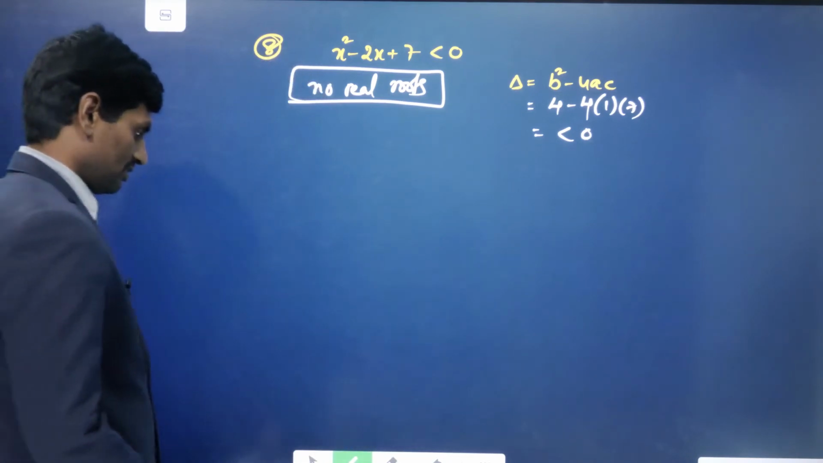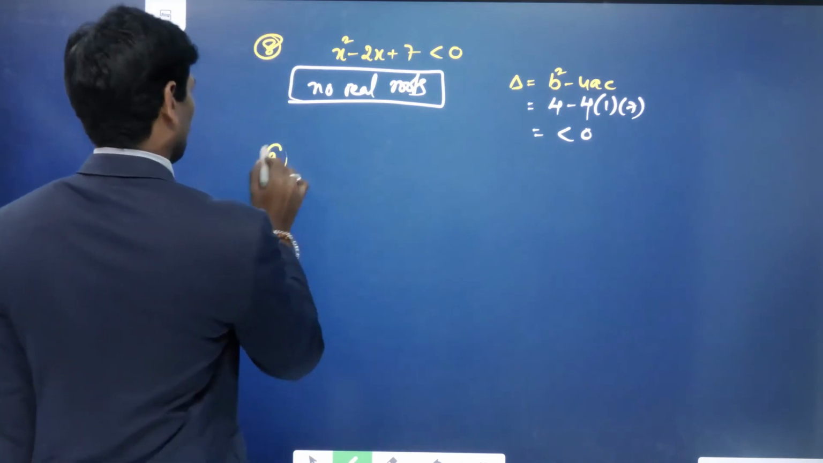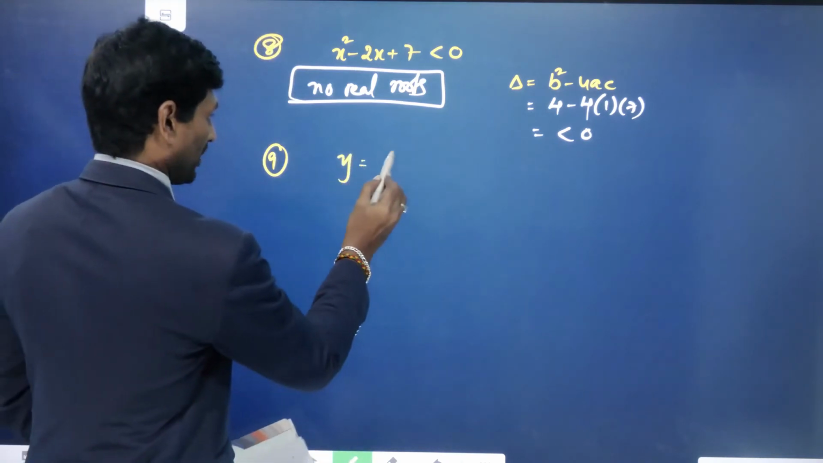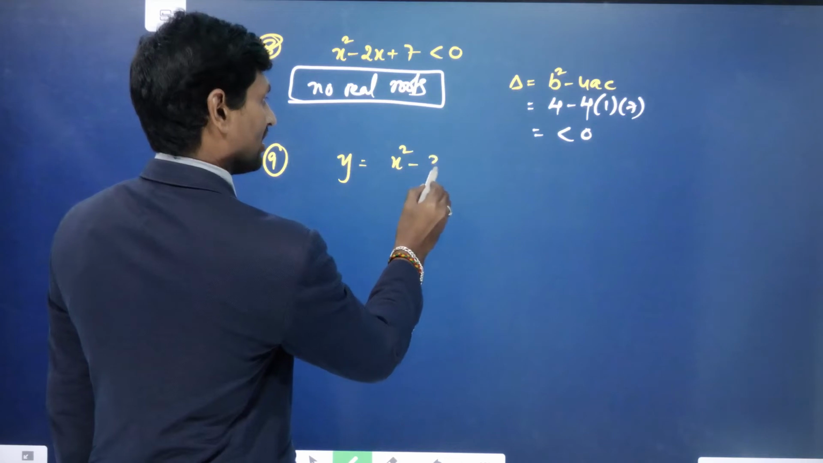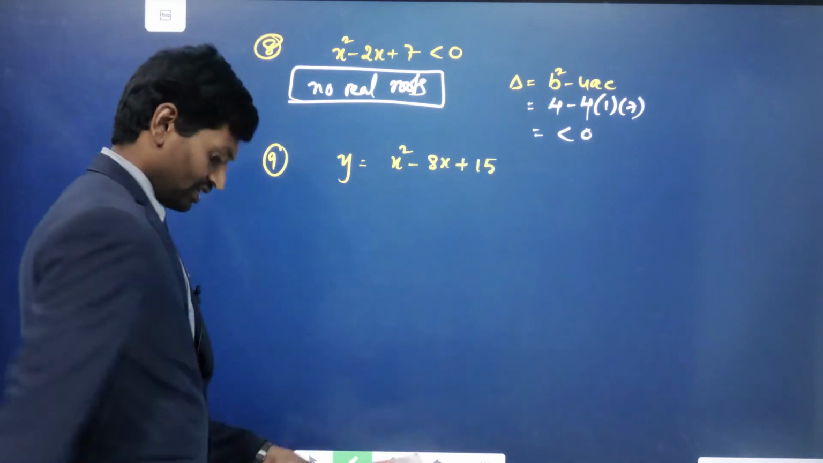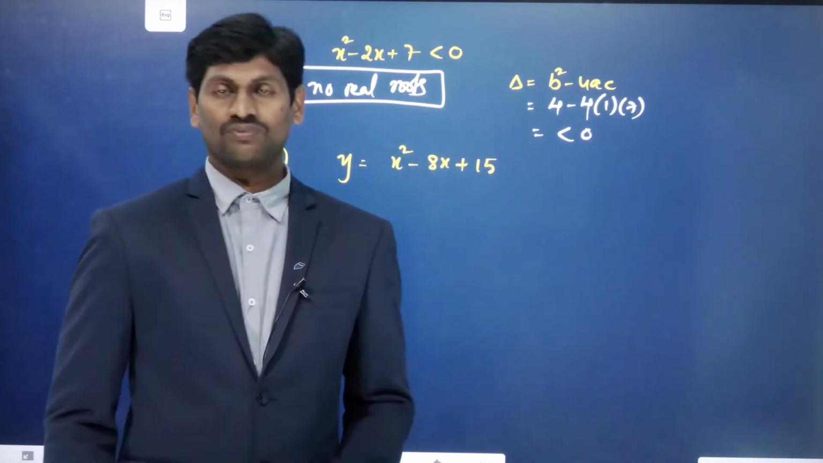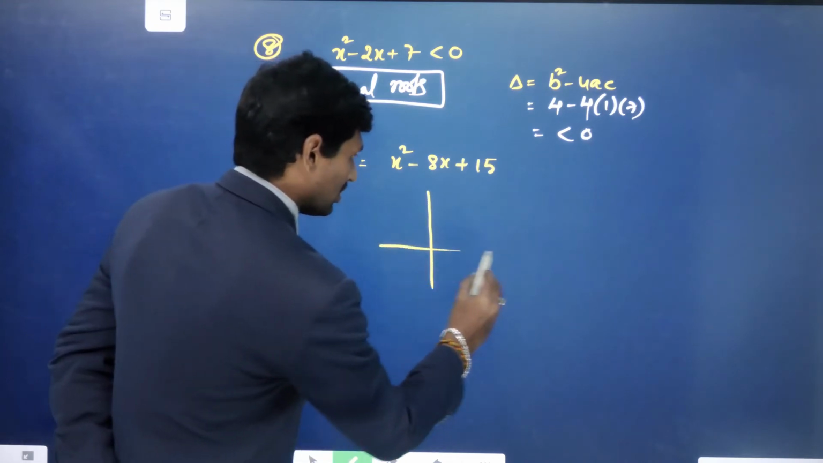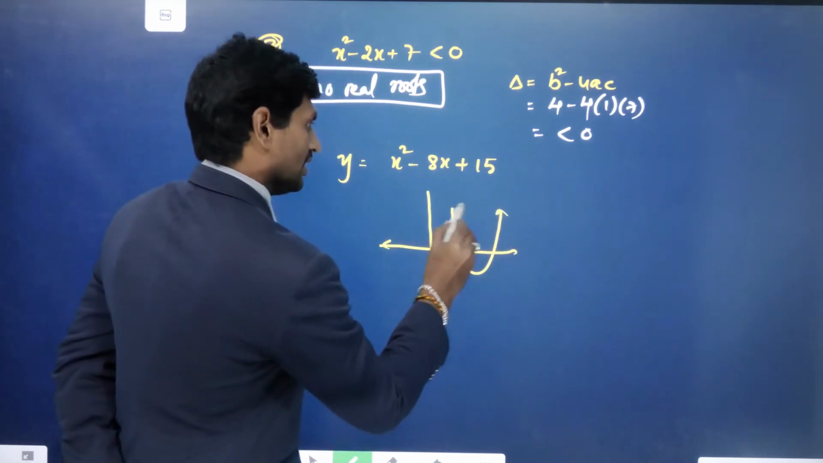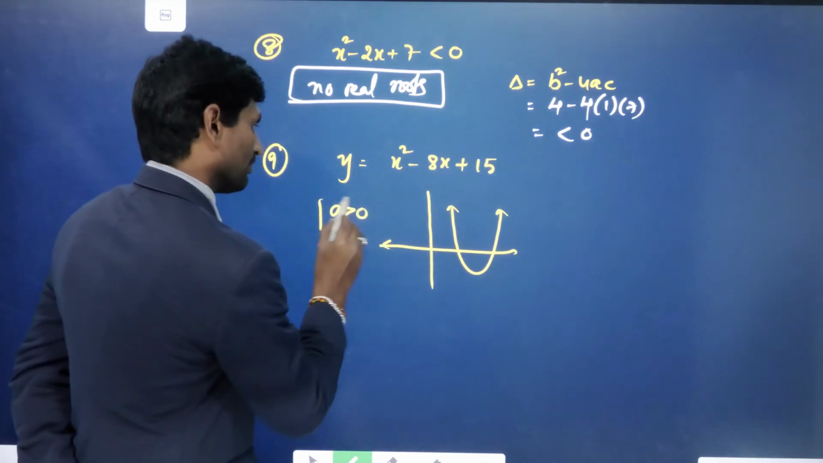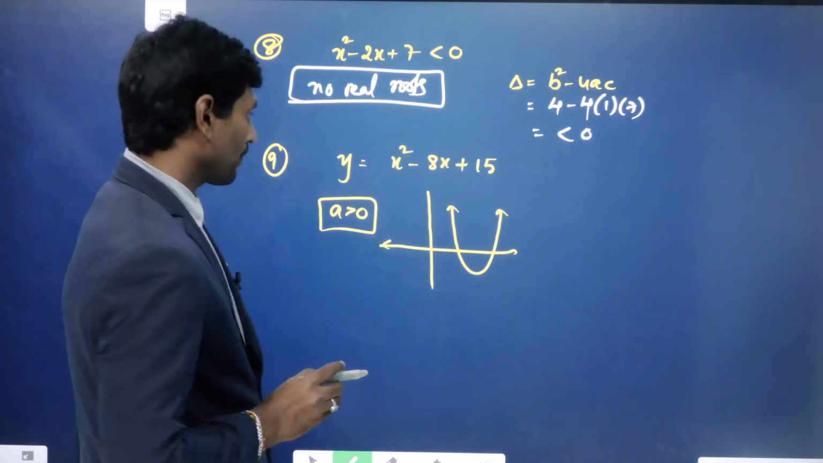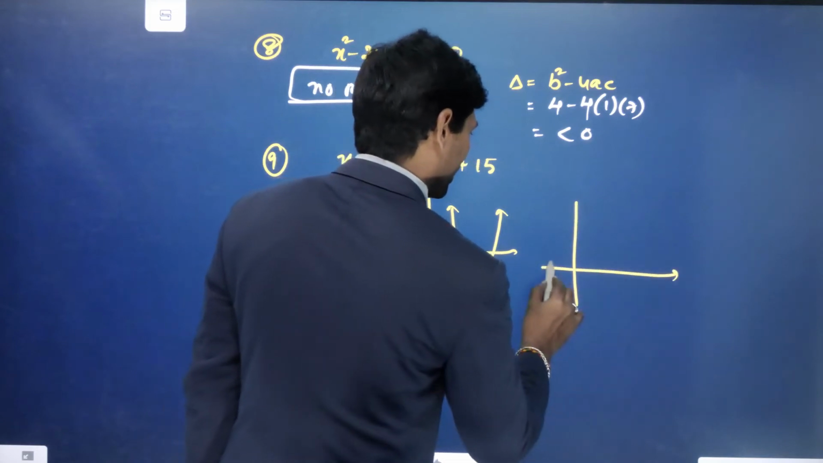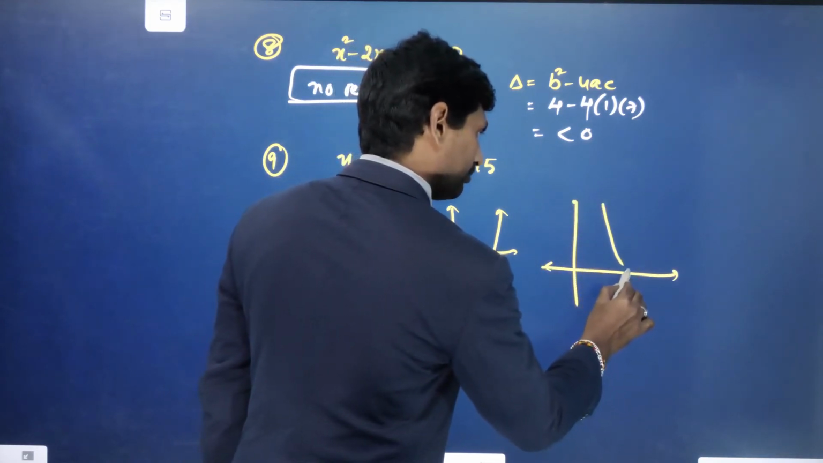Let us go to the 9th question. Question number 9. The graph of y is equals to x square minus 8x plus 15. So while we are discussing about the graph, let us discuss one more time. There are 6 types of graphs. If a value is greater than 0, that means x square value is greater than 0, open upwards. Again, in open upwards, we have 3 different types of parabola shapes.